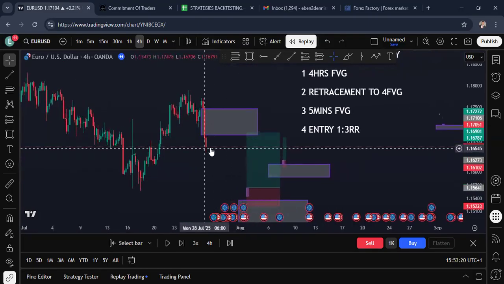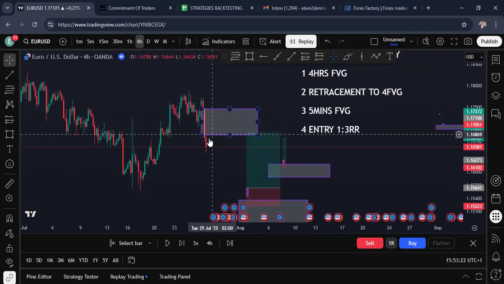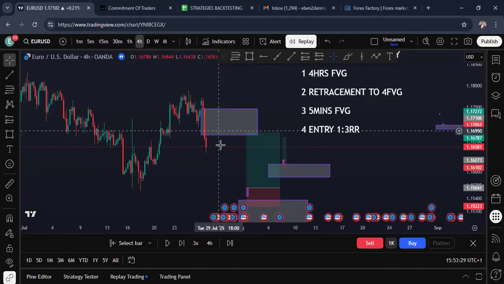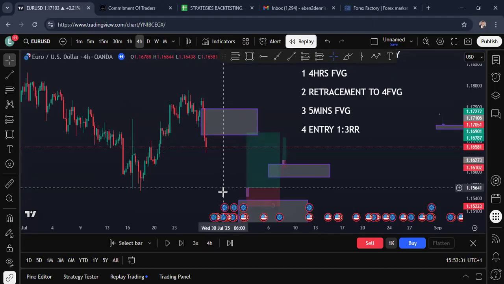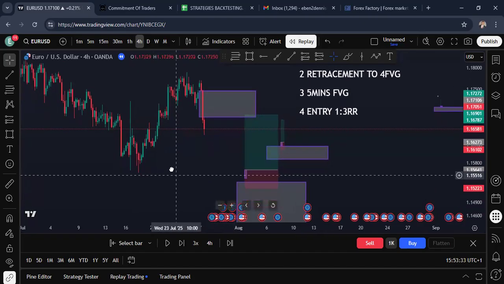So from this point, we expect price to retrace back to this FVG. After the retracement, we want to go to the 5 minutes time frame, look for another selling FVG, bearish FVG, then we'll take a sell to wherever our take profit is going to be.